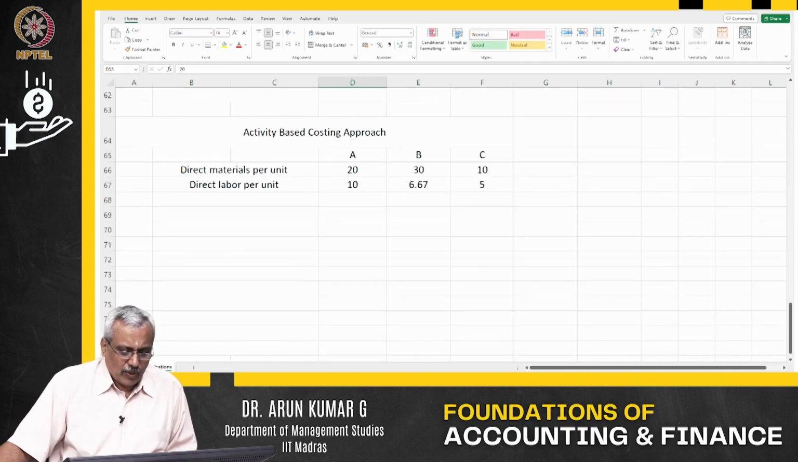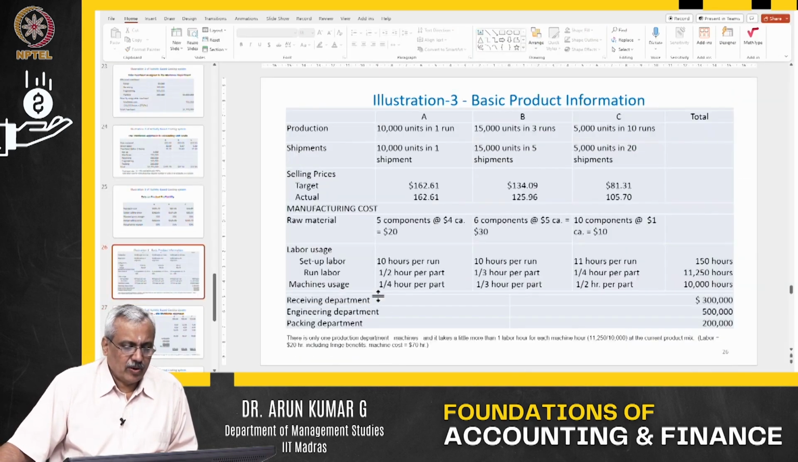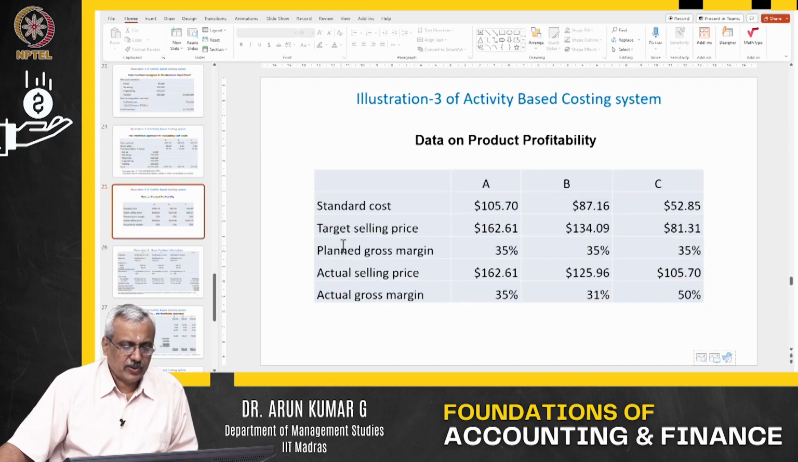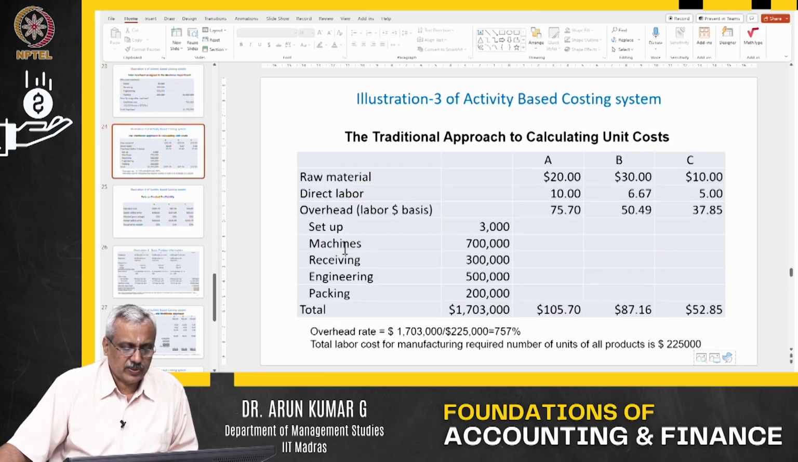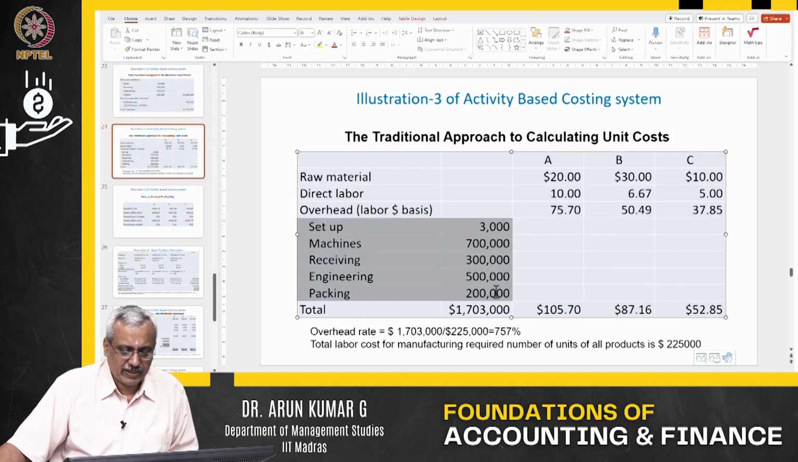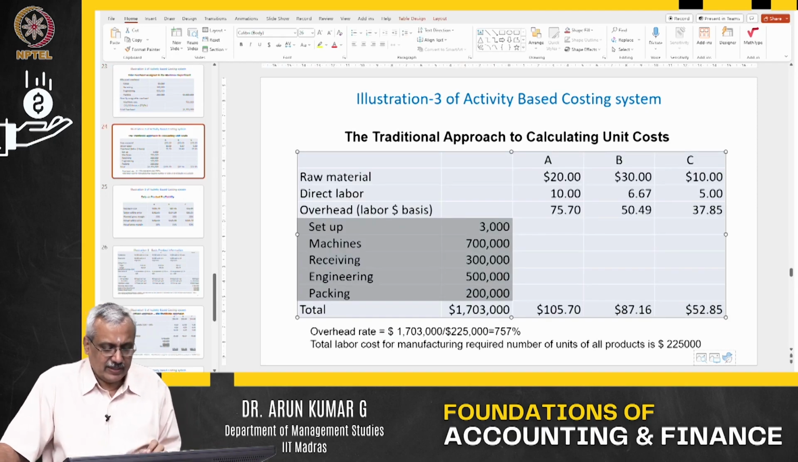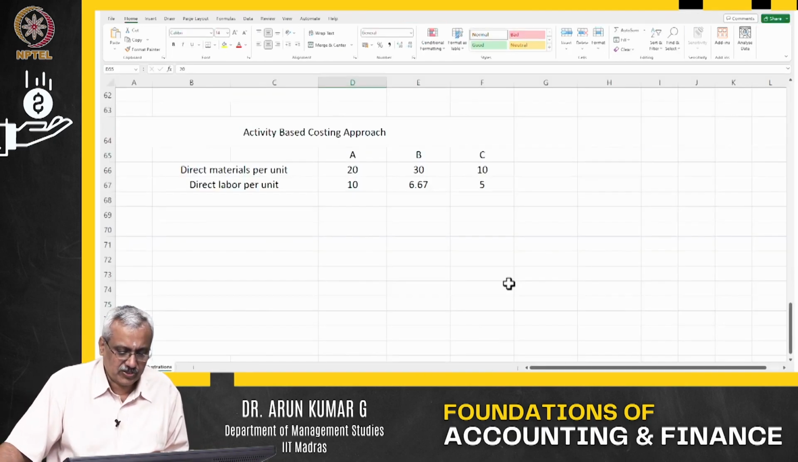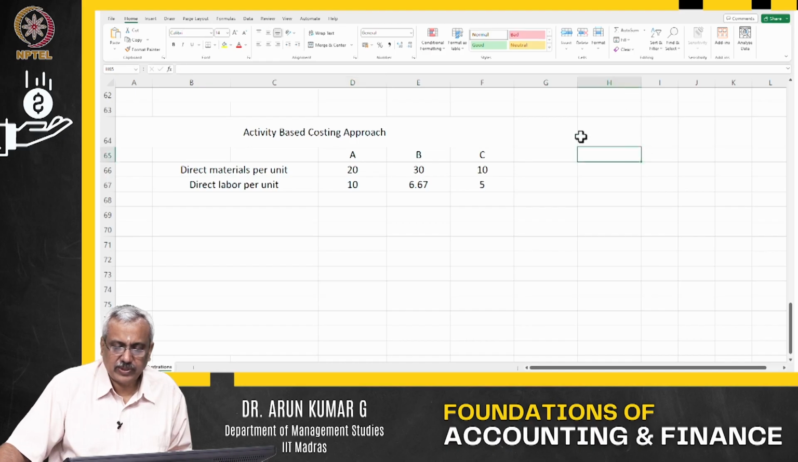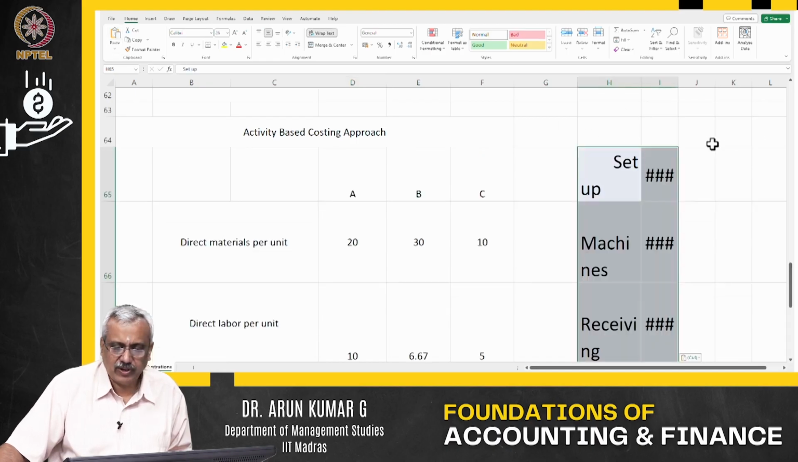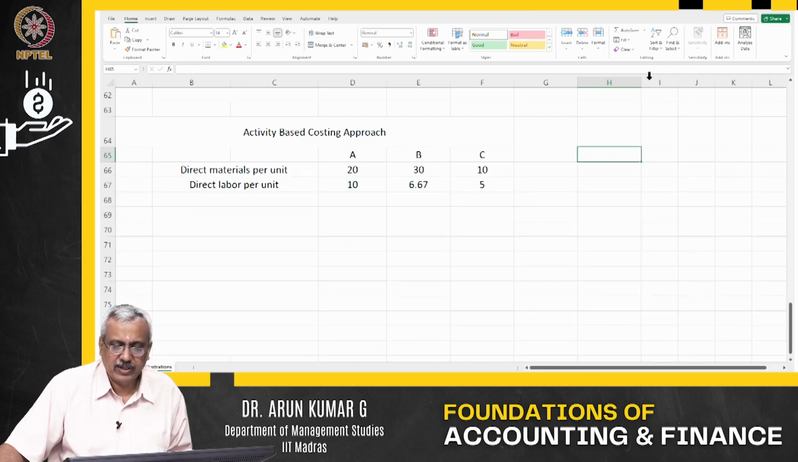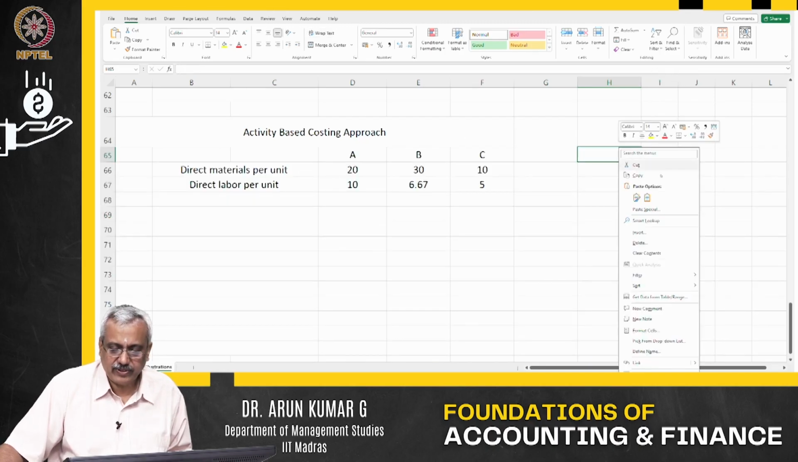Now, what are the other overheads here? Go back and see. Let us list down the other overheads. I'm just going to copy this part and paste it somewhere in the Excel sheet so that it's easier for us to work. I'm just going to keep it pasted here for our basic reference.